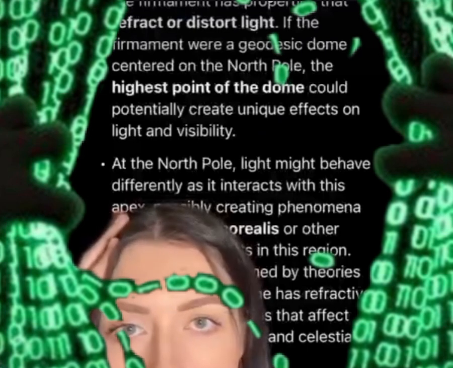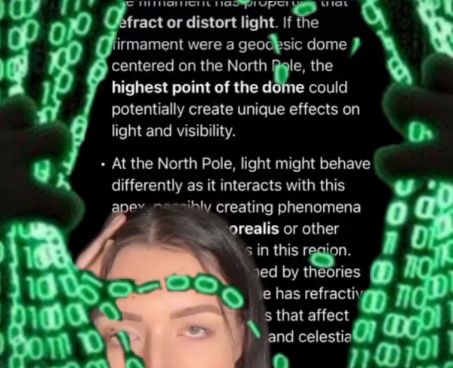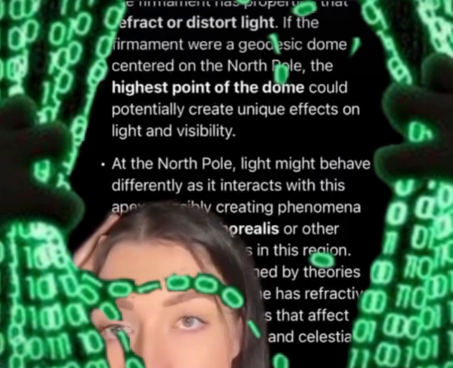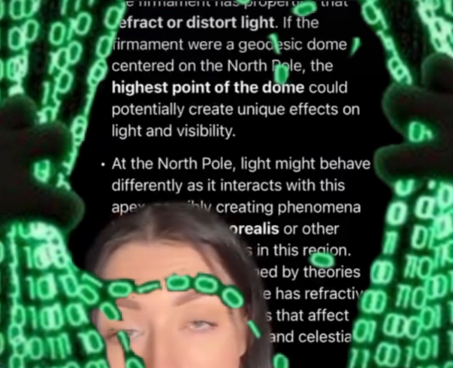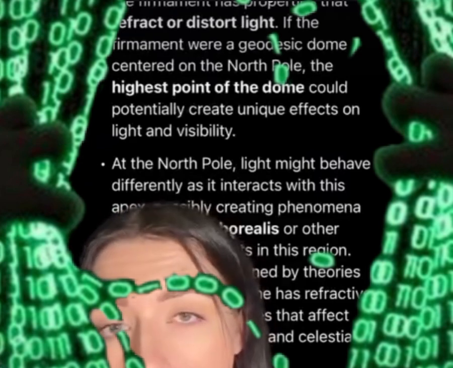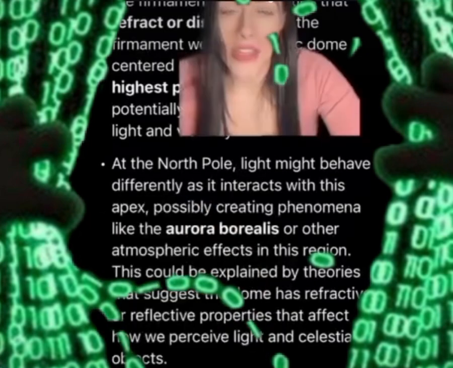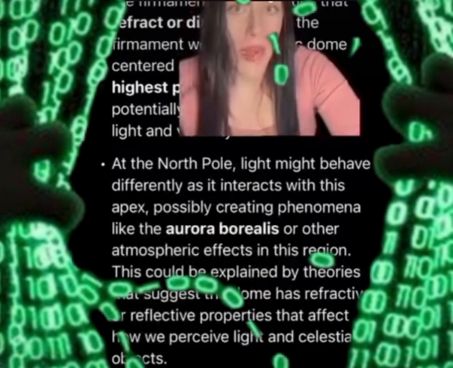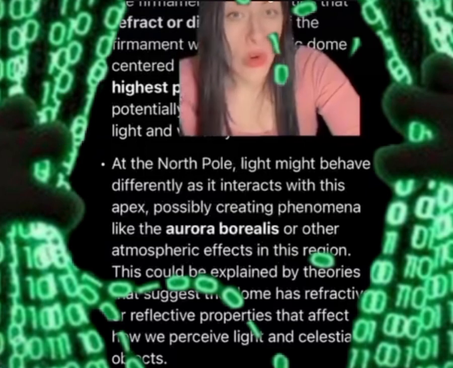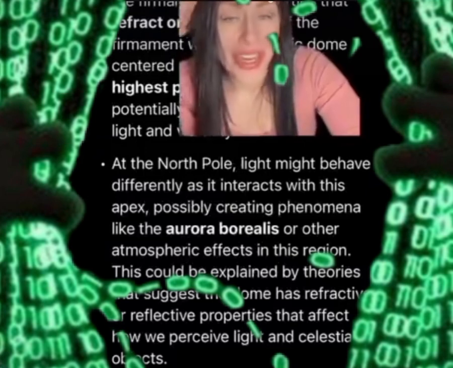It says, some flat earth theories propose that the firmament has properties that refract or distort light. If the firmament were a geodesic dome centered on the North Pole, the highest point of the dome could potentially create unique effects on the light and visibility. At the North Pole, light might behave differently as it interacts with this apex, possibly creating phenomena like the aurora borealis or other atmospheric effects in this region.